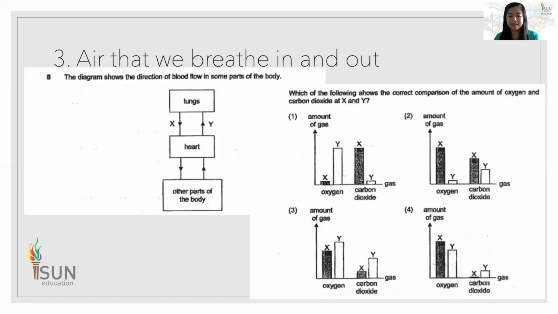Next question, okay, let's test out another question. The diagram shows the direction of blood flow in some parts of the body. Which of the following shows the correct comparison of the amount of oxygen and carbon dioxide at X and Y? For these, you can take up to 1 minute to solve it. So for now, if you would like to solve it, pause the video first for 1 minute before we review the answer. Okay, but over here, I'll just put a 10 seconds timer.